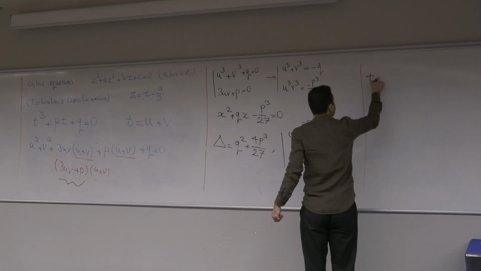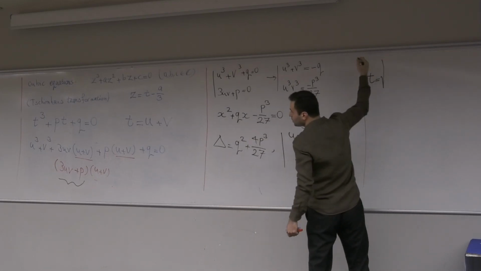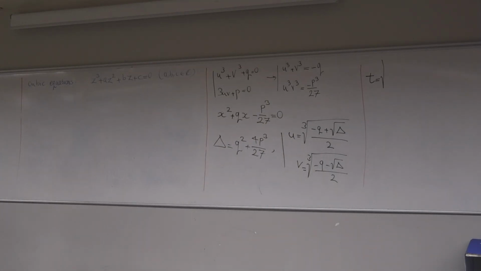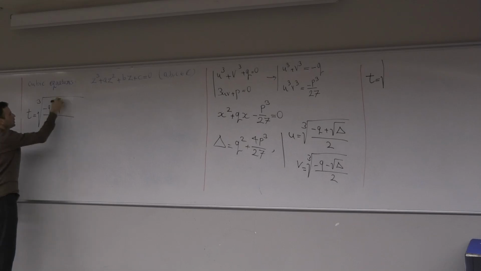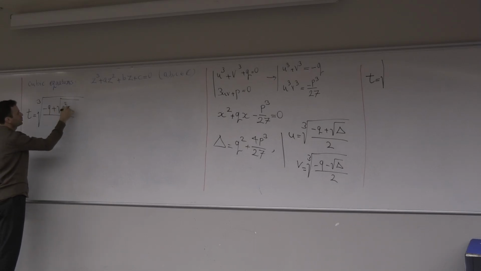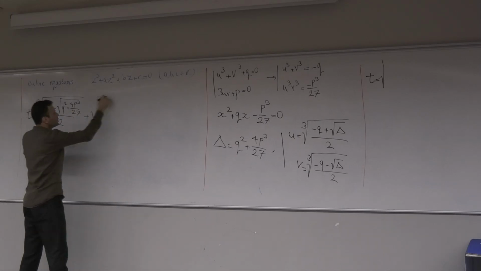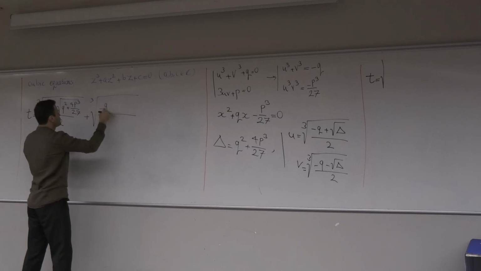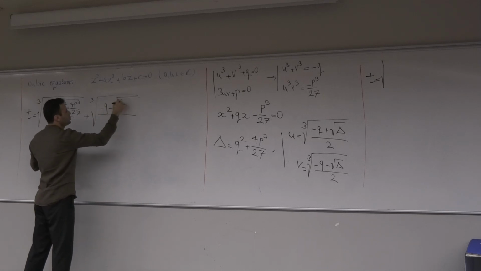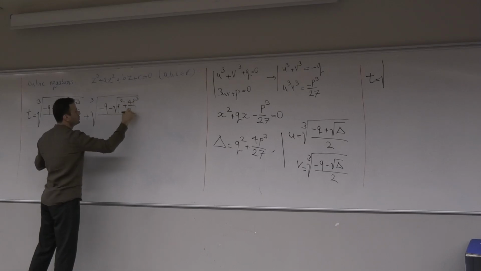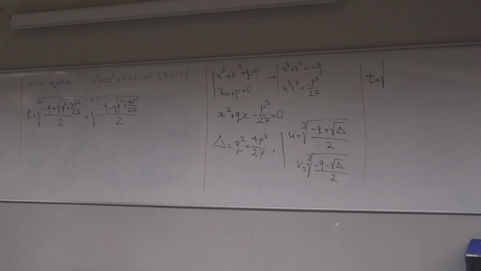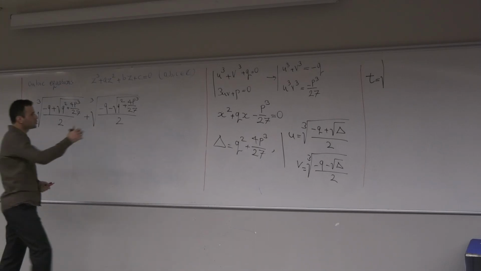So our t is going to be, let me write it here, the third root of minus q plus the square root of q squared plus 4 times p to the power of 3 divided by 27, all divided by 2, plus the cube root of minus q minus the square root of q squared plus 4p cubed over 27, divided by 2. Okay? This is called Cardano's formula.